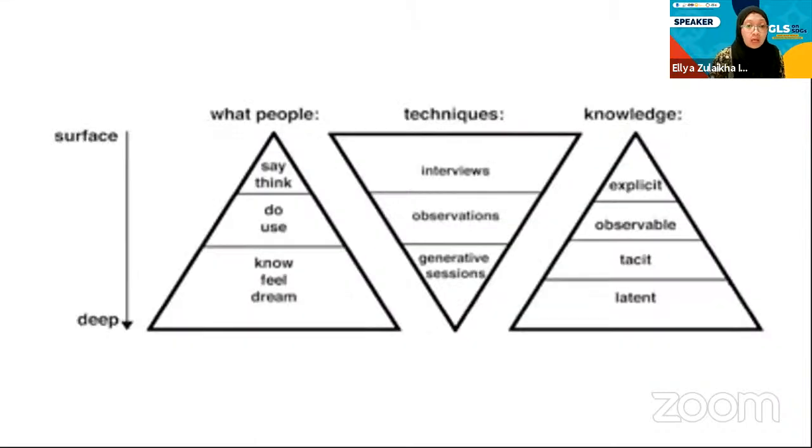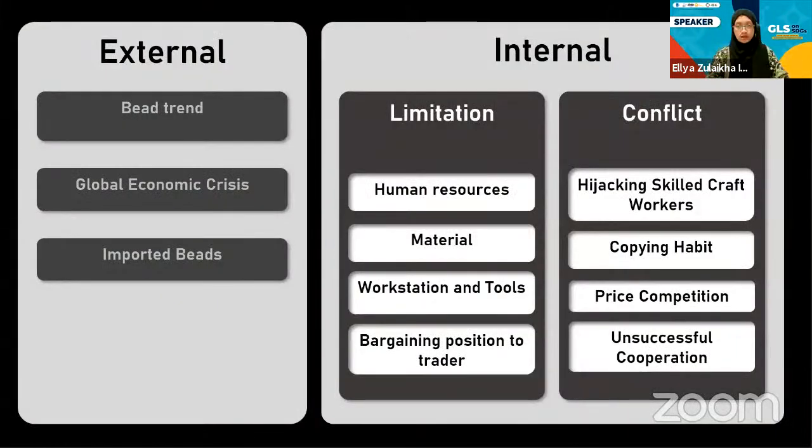All right, so using those theories, I tried to access craftspeople's tacit and latent experience by asking them to make something. Yeah, I asked them to make something, and finally I got the difficulties that they face. They have some external difficulties because of bead trends, the global economic crisis, and imported beads. And this is the hardest part: the conflict among themselves, hijacking skilled craft workers, copying habits, price competition, unsuccessful cooperation.